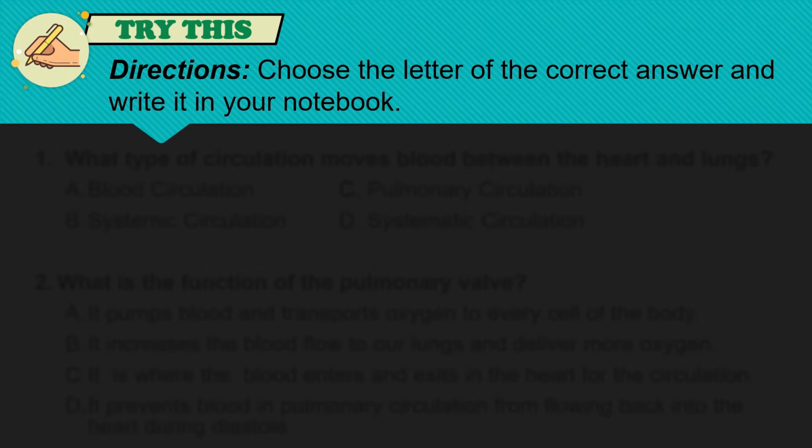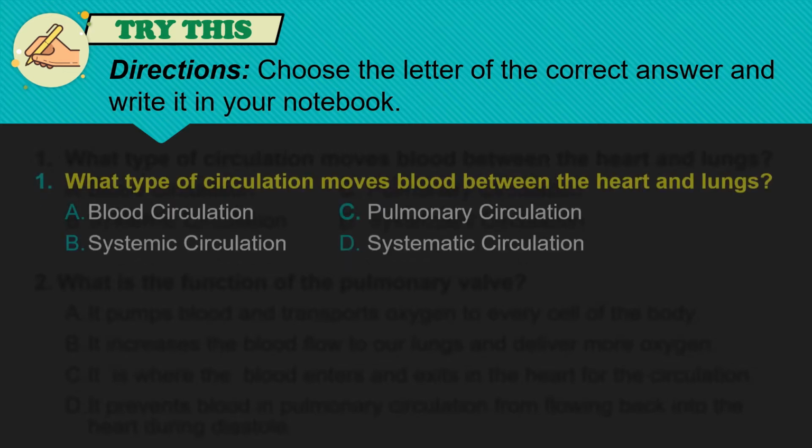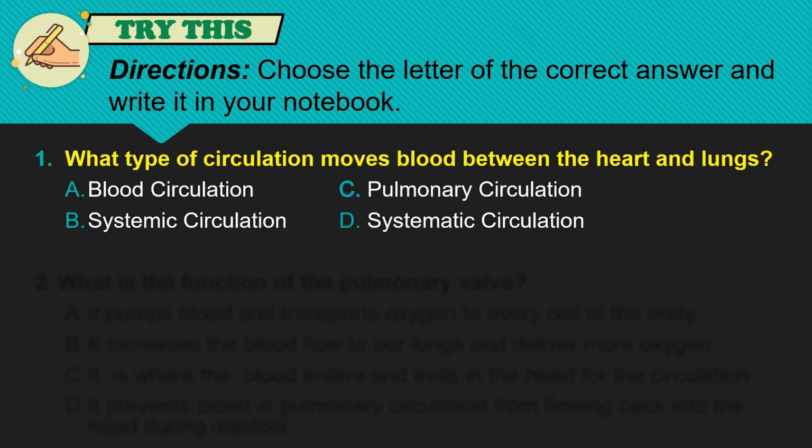This time, grade 9 learners, grab your activity notebook and pen, and I want you to try answering this short quiz about the lesson. Let us find out how much you know about the respiratory and circulatory system. So let us start. Directions: choose the letter of the correct answer and write it in your notebook. Number 1. What type of circulation moves blood between the heart and lungs? A. Blood circulation. B. Systemic circulation. C. Pulmonary circulation. D. Systematic circulation.